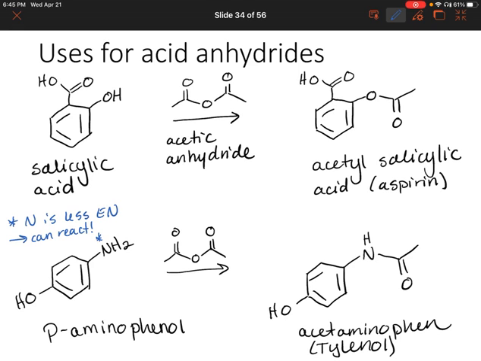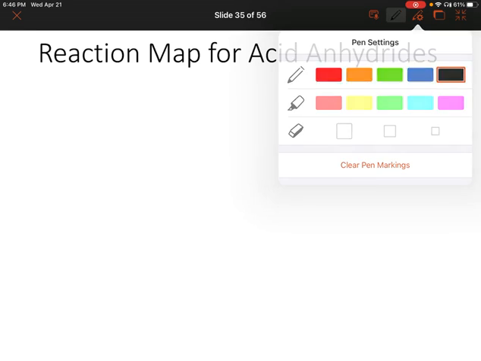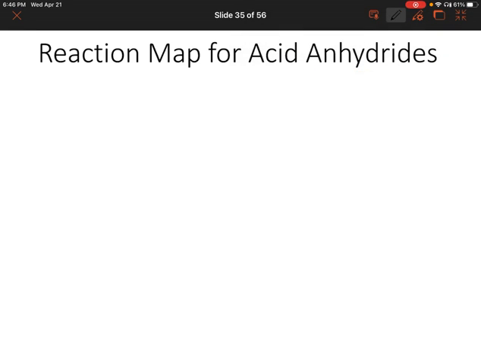Okay, so the last thing we'll talk about with acid anhydrides is the reaction map for acid anhydrides. Now, we're not going into a lot of detail with acid anhydrides because they are very, very similar to acid halides in their reactions and what they produce. So let's start by drawing a generic anhydride molecule here.